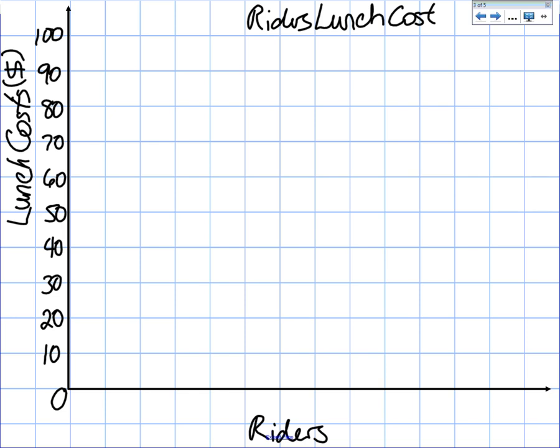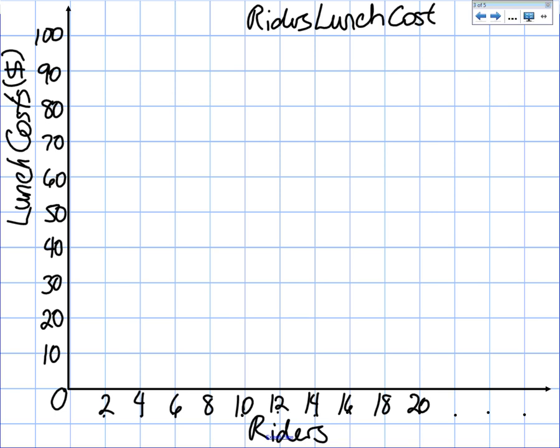Number of riders. We said we wanted to go up to 20 riders. So let's count how many I have here. I'm counting like this, 1, 2, 3, 4, 5, 6, 7, 8, 9, 10, 11, 12, 13. Well, we'll just call that 10, and every line is worth 2. So this is 2 riders, 4 riders, 6 riders, 8, 10, 12, 14, 16, 18, 20 riders, and we'll stop there.